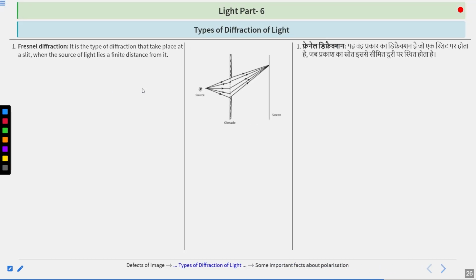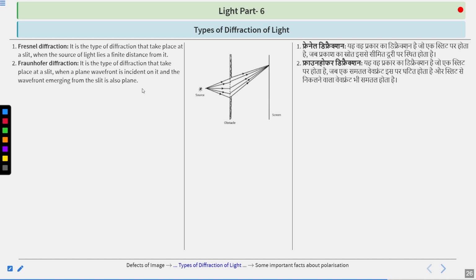Now, what are the types of diffraction of light? First is Fresnel diffraction. It is the type of diffraction that takes place at a slit when the source of light lies at a finite distance from it. Second is Fraunhofer diffraction. It is the type of diffraction that takes place at a slit when a plane wavefront is incident on it and the wavefront emerging from the slit is also plane. Obviously, we could say both the source and the screen should be at infinite distance from the narrow slit.